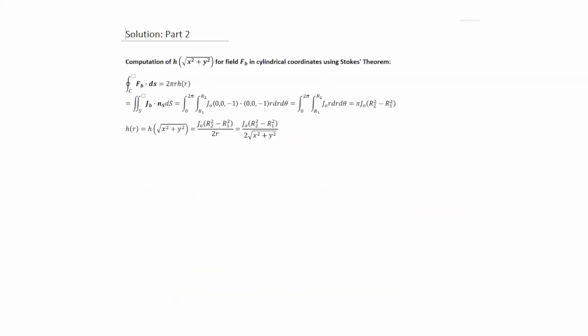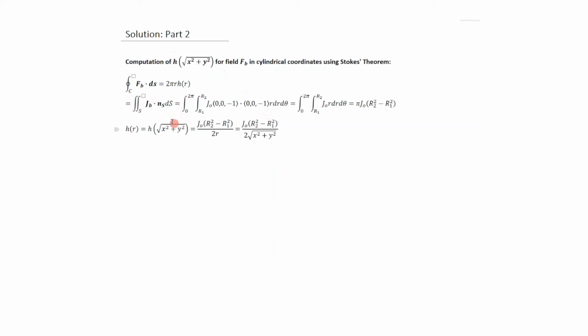All right, so now we do the computation of the field in cylindrical coordinates for the shell. So this is the scalar function. We end up here with 2 pi r h of r. And on the right-hand side, basically, we have the current flux.